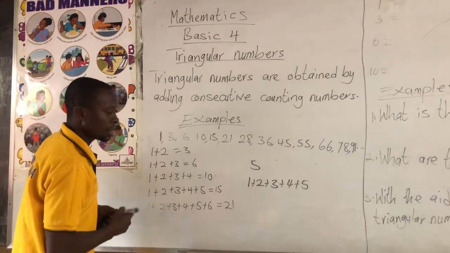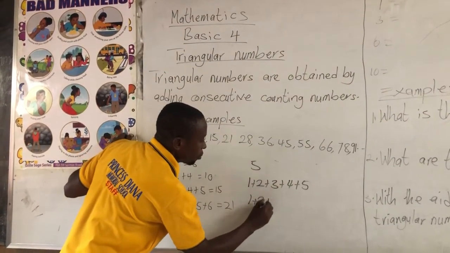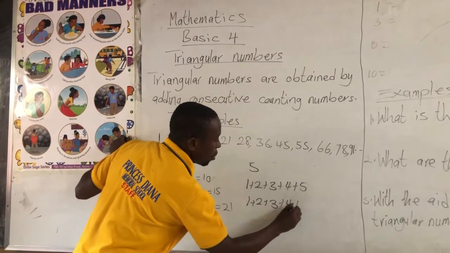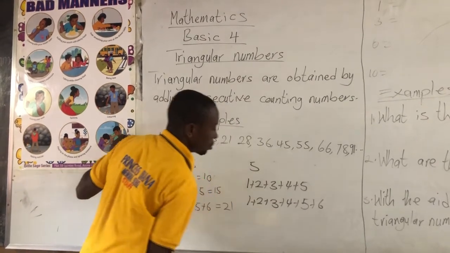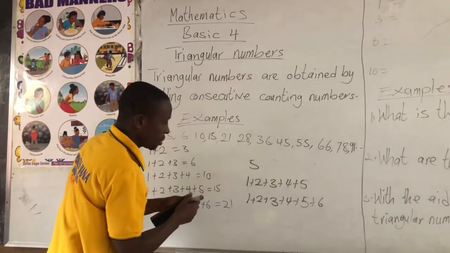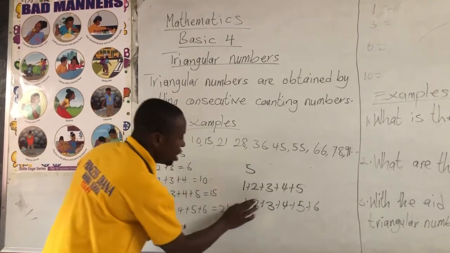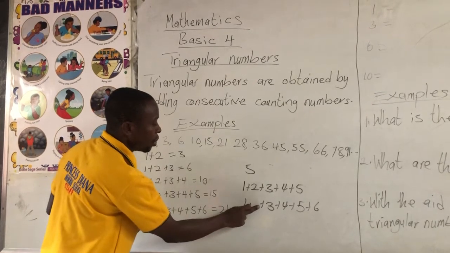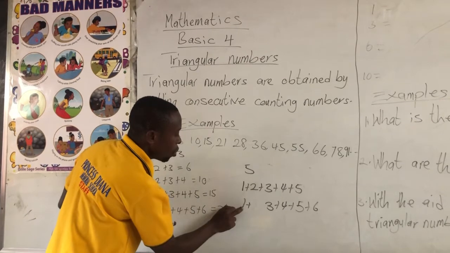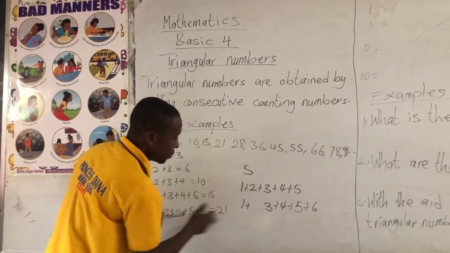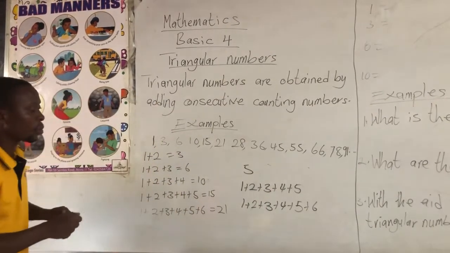Now let's look at the sixth triangular number. We have 1, 2, 3, 4, 5, 6. They are all consecutive counting numbers; they follow each other. When we leave some out, it is no longer consecutive. For example, 3 doesn't follow 1 exactly, because it is 2 that follows 1. Good, so that is a consecutive number.